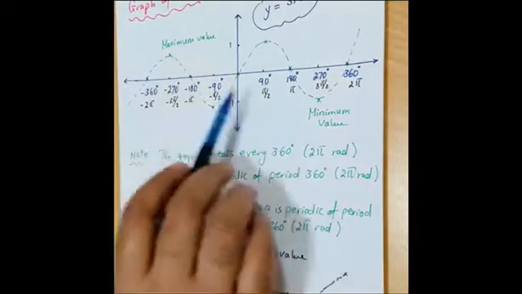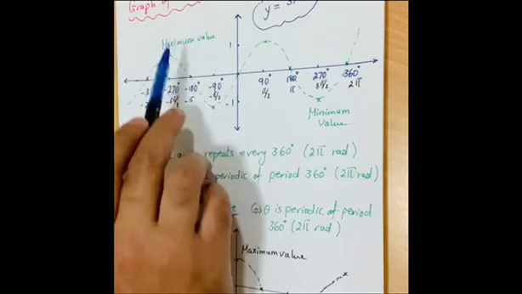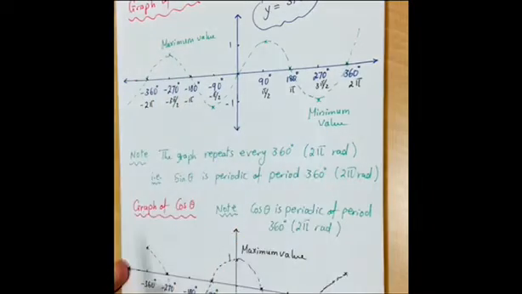As you see, we have two values. The maximum value always for the graph of sine theta is 1, and the minimum value is negative 1.